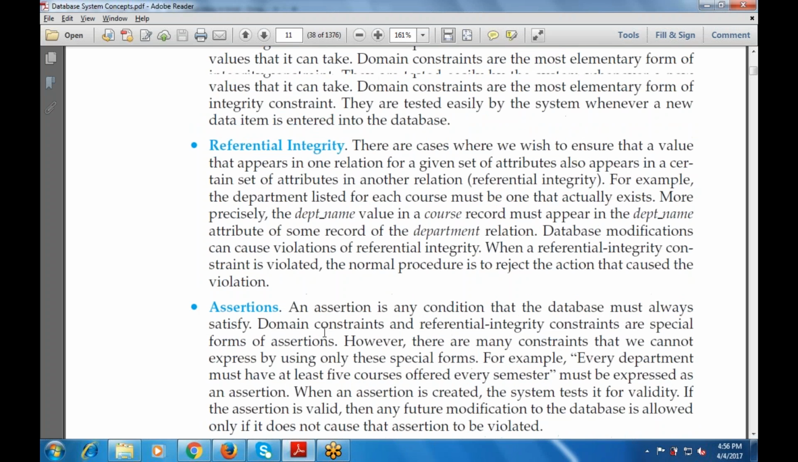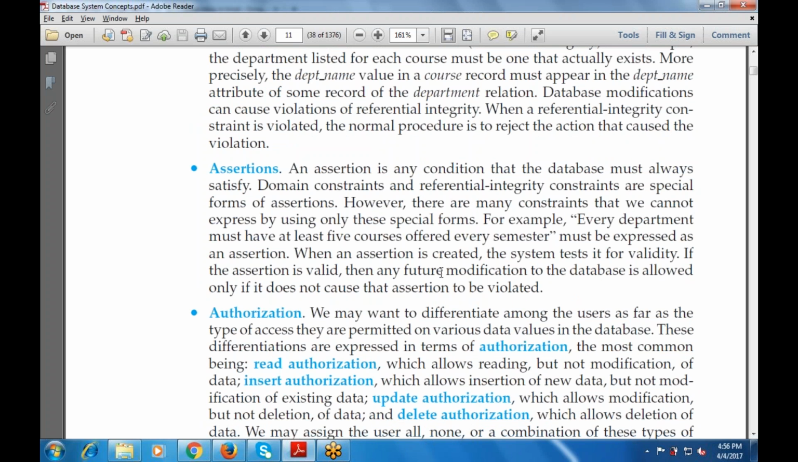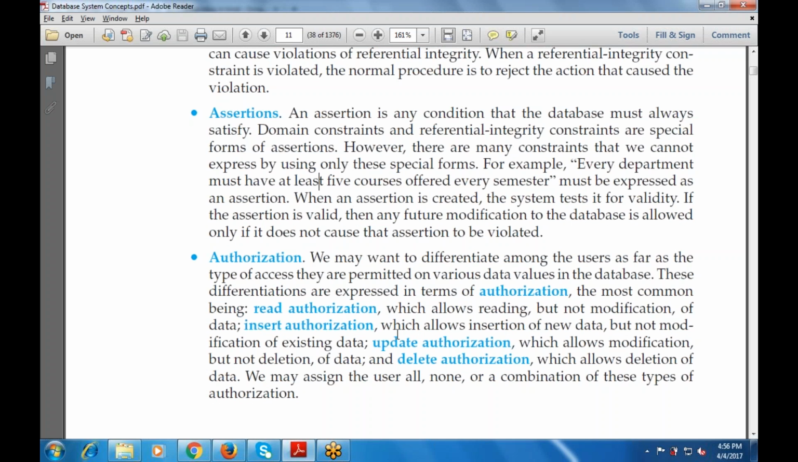The next part is authorization. We may also want to differentiate among the users as far as the type of access they are permitted on the various data values. These differentiations are expressed in terms of authorization. The most common is read authorization, which only allows reading, not updating, not deletion. The next is insert authorization, which allows insertion of new data but not modification of existing data. That means we can insert new data, but we cannot modify the existing data.